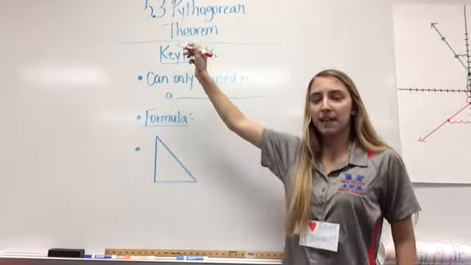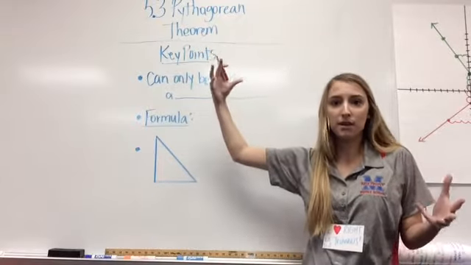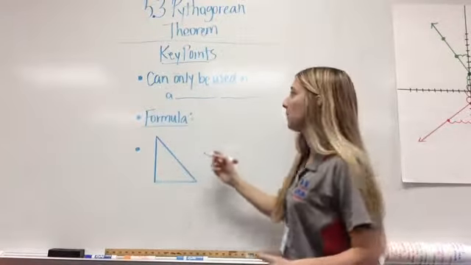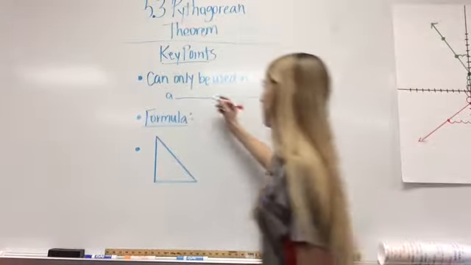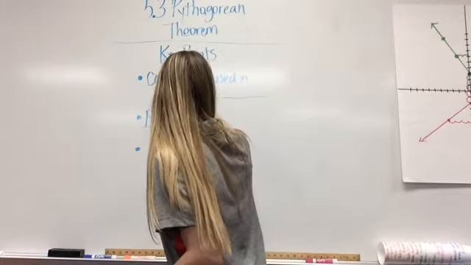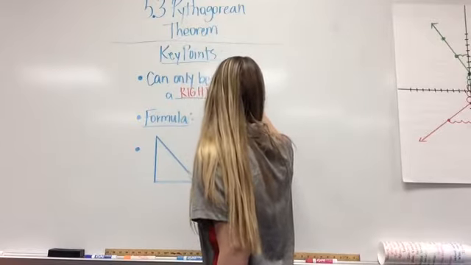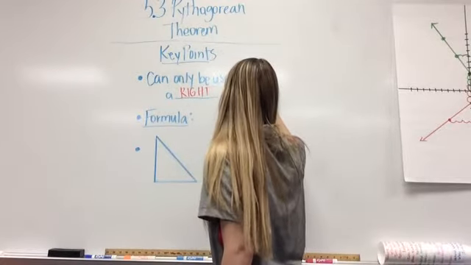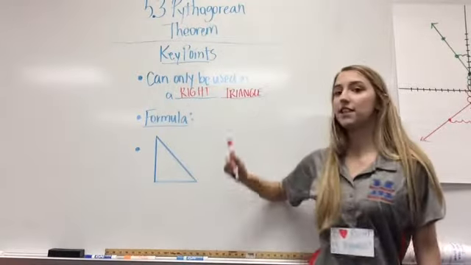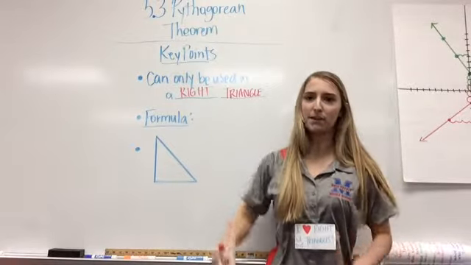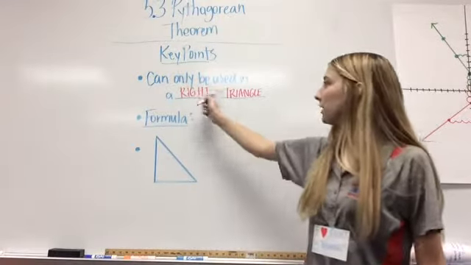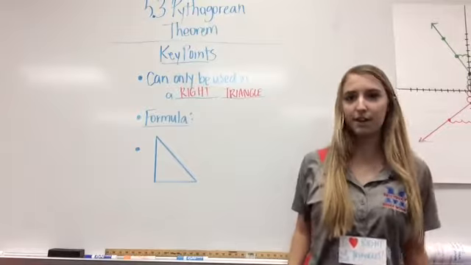Pythagorean theorem is going to be this formula that we use, but we can only use it in a right triangle. So make sure, as I'm writing, you're writing. Everything that I write up here, I need you to write in your composition book. So it can only be used in a right triangle, Pythagorean theorem.